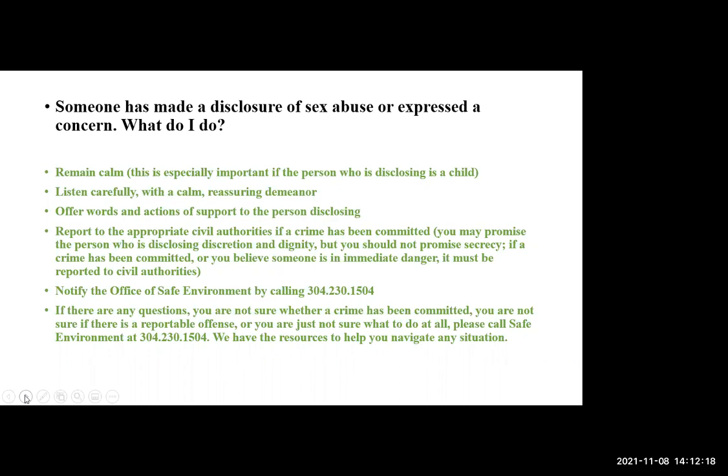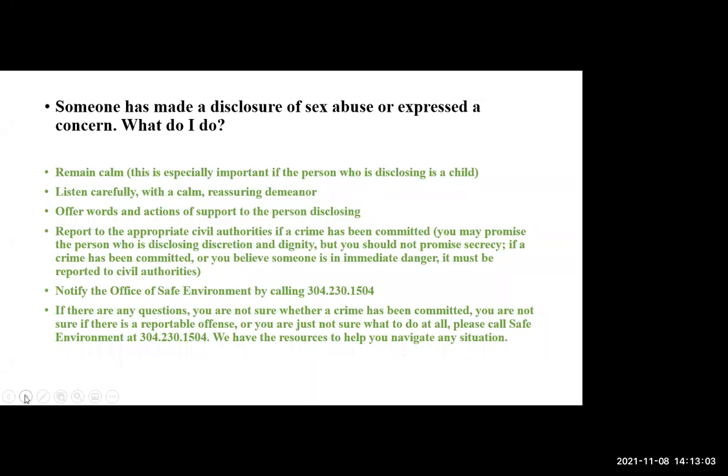And especially if you think someone might be in immediate danger, you're going to want to report to civil authorities as quickly as possible. Remember that 24-hour reporting requirement. So always, first and foremost, we report to civil authorities, whether that's the police or Child Protective Services for the state of West Virginia. That's going to be our number one priority, getting that matter reported within the 24-hour window according to West Virginia law, and especially as soon as possible if you believe someone's in immediate danger.